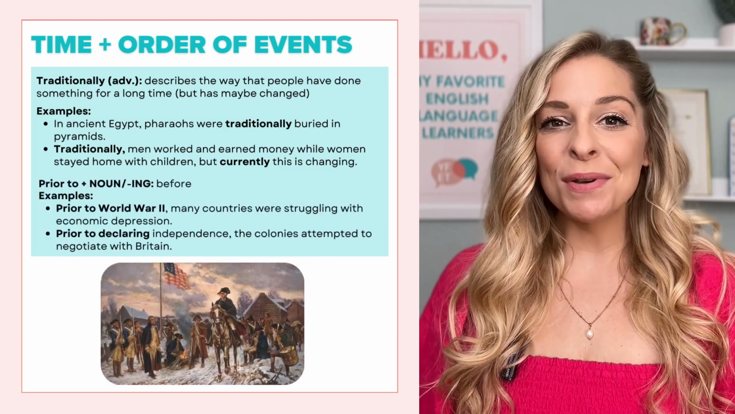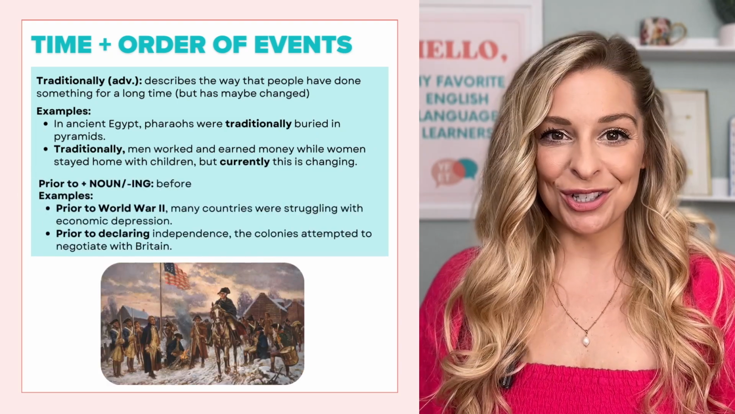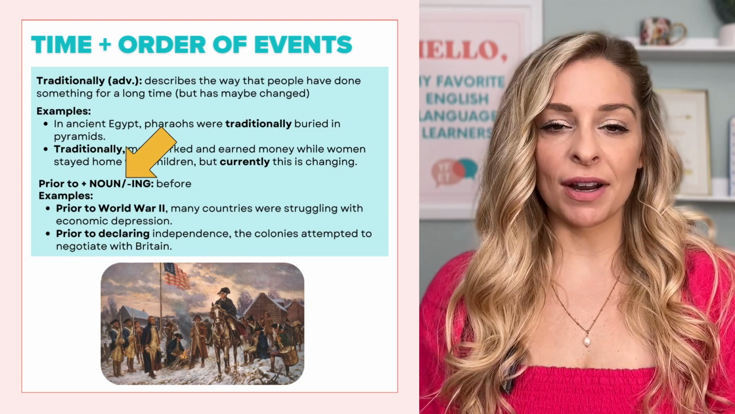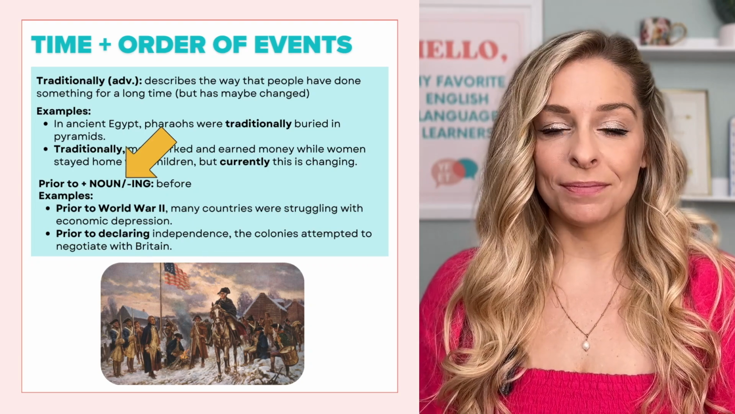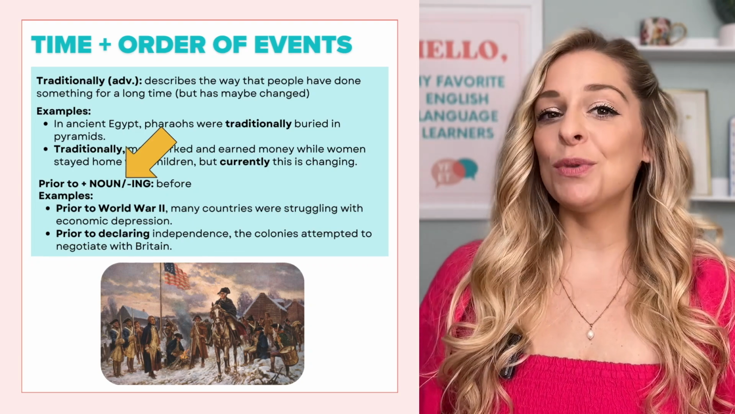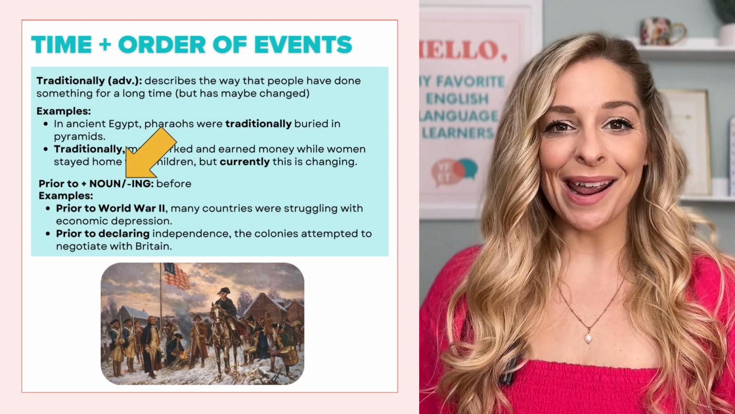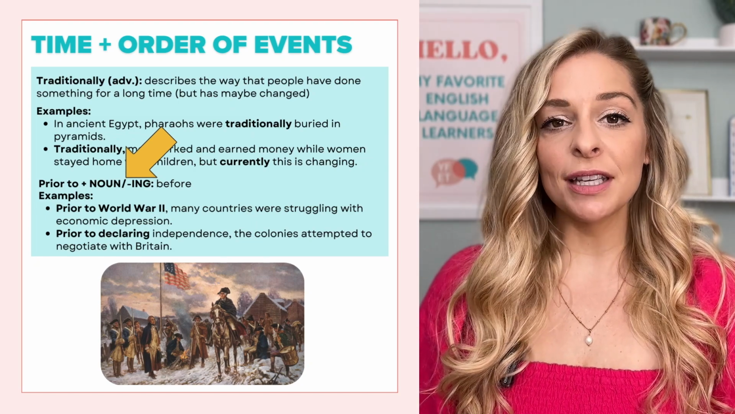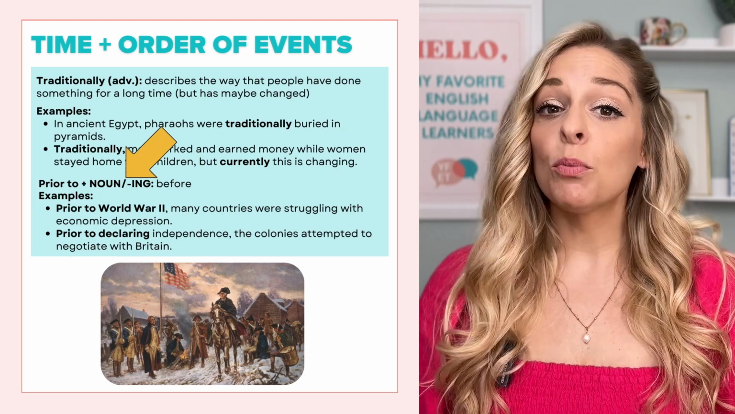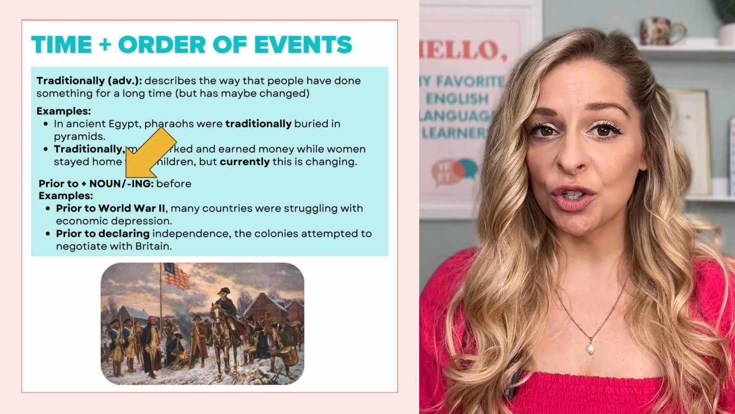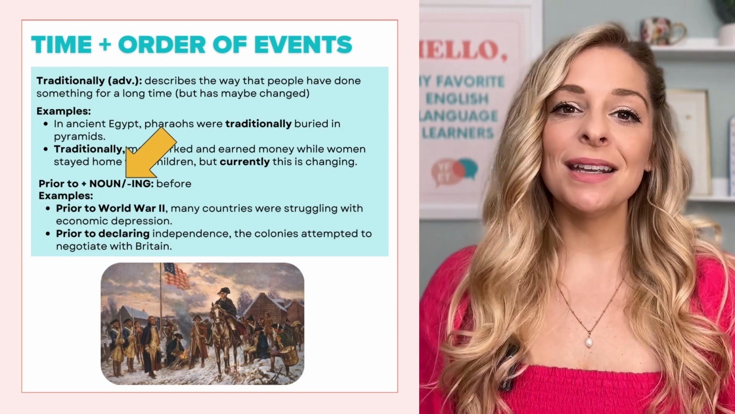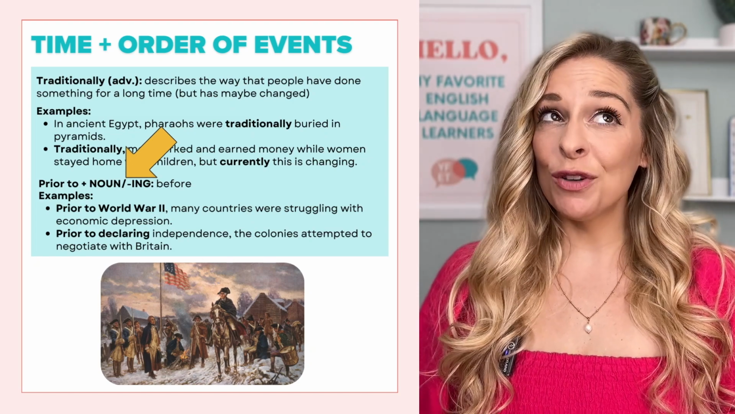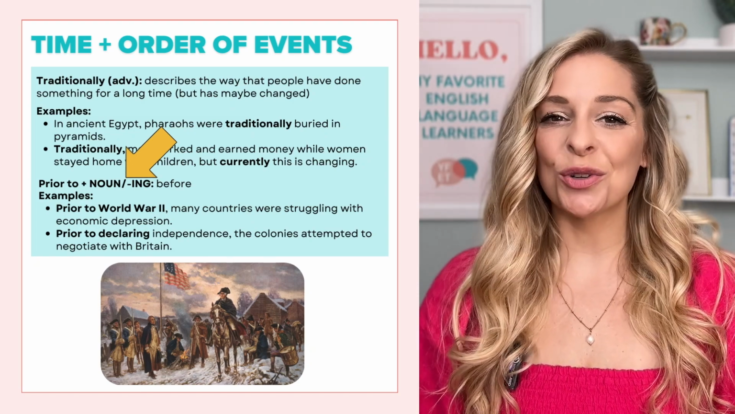Next is this prepositional phrase, prior to, plus a noun or gerund, or the ing form. And prior to simply means before. So in a sentence we can say, prior to World War II, many countries were struggling with economic depression. Prior to World War II, which is a noun, many countries were struggling with economic depression. This just means before World War II, many countries were struggling.